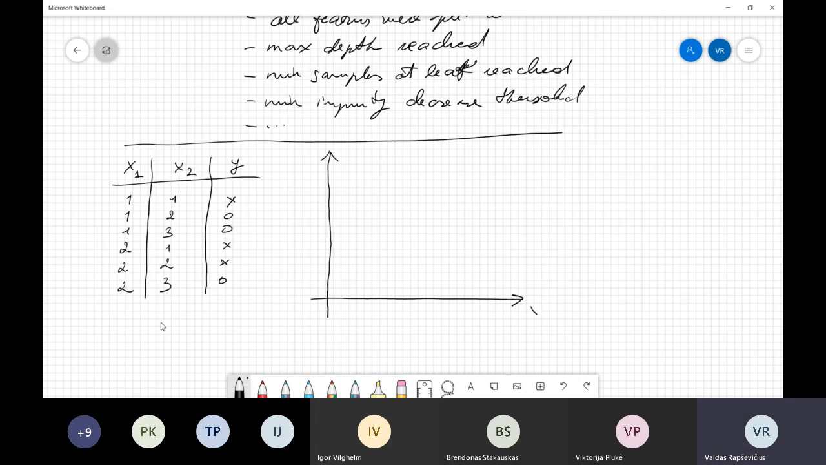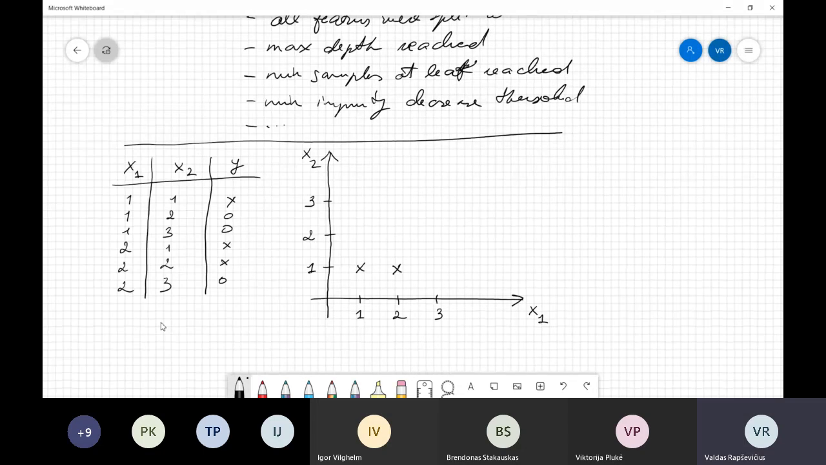Okay, so this is x1, x2. So now we'll have 1, 2, and 3. Here again, 1, 2, and 3. Okay, so now here 1, 1 we will have an x, right? 2, 1 we will have an x as well. This 3 is not needed for x1, it's just 1 and 2.